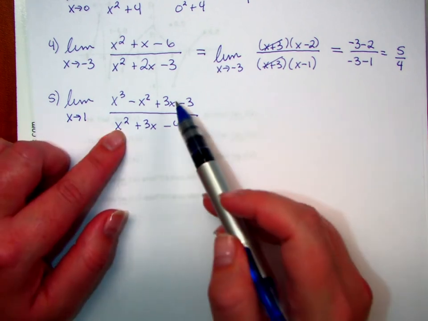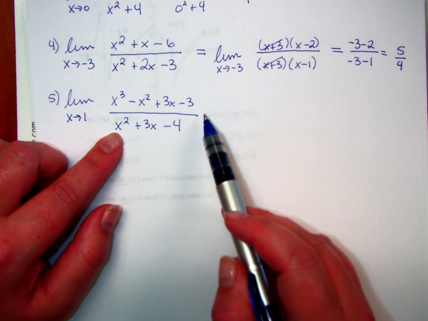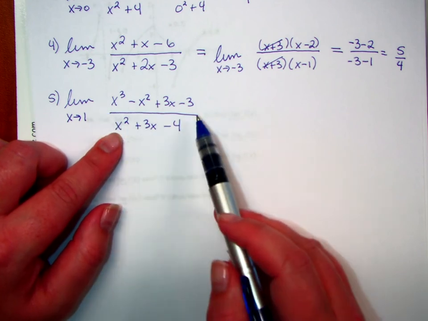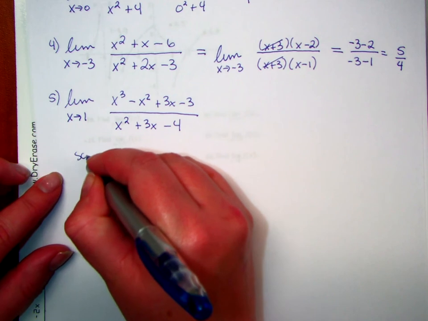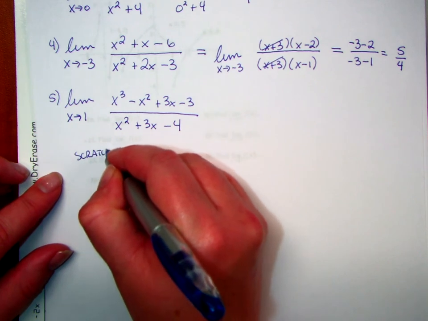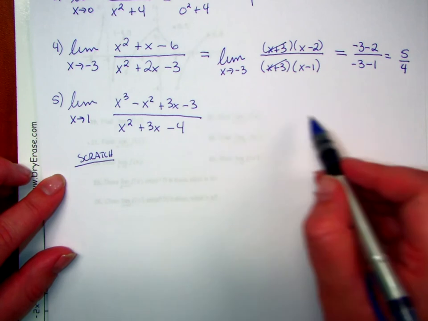And the way we can do that is to factor. All right? So the top has 4 terms. So in order to factor this, I'm going to have to do grouping. The bottom we can factor pretty easily. But I'm just going to do some scratch work down here and factor this without having to write the limit at each step.